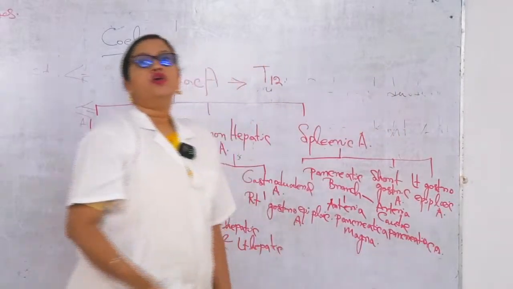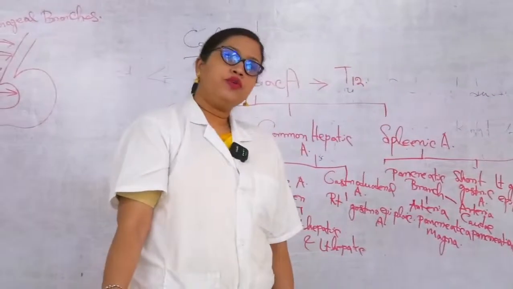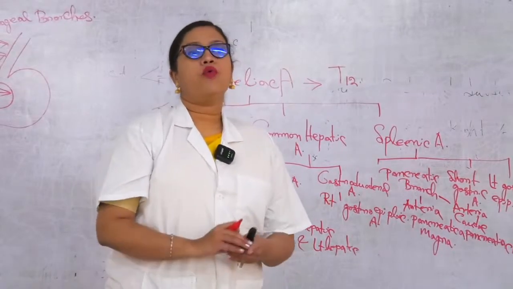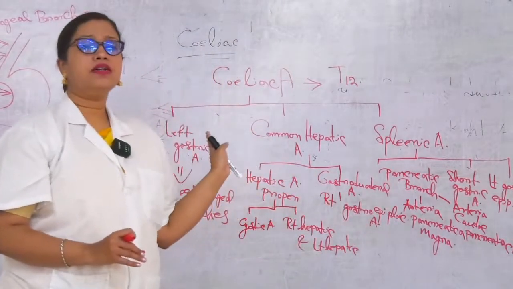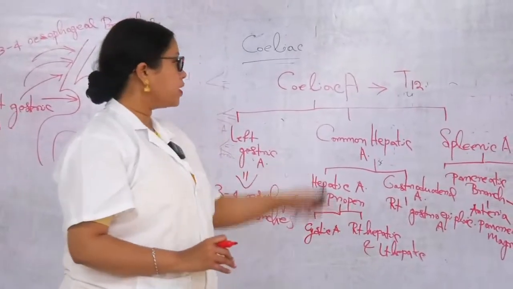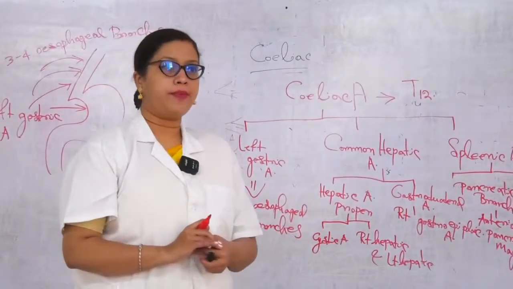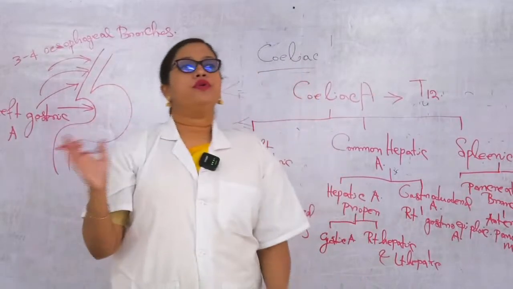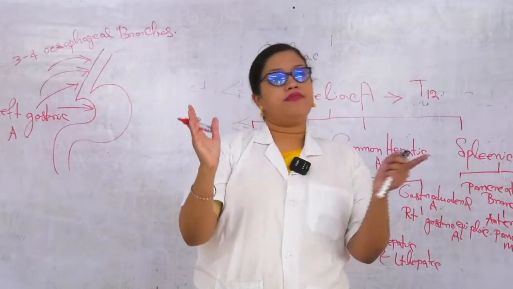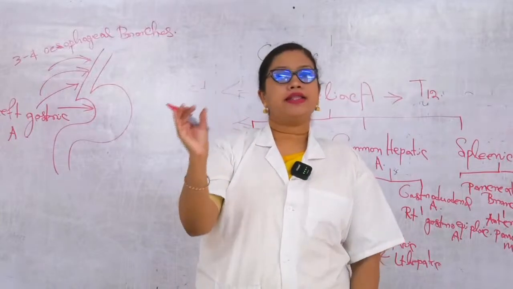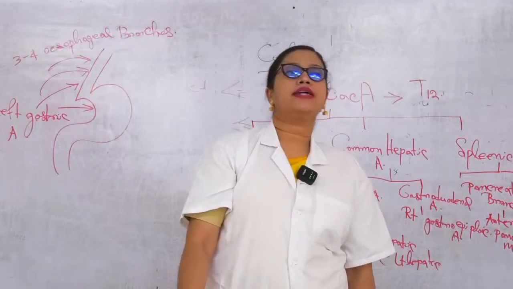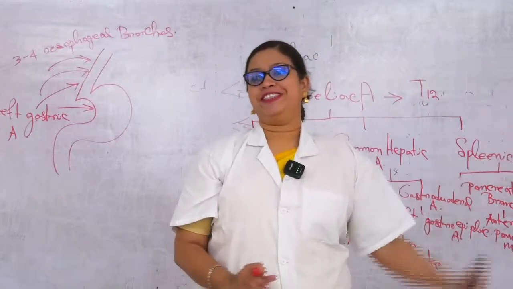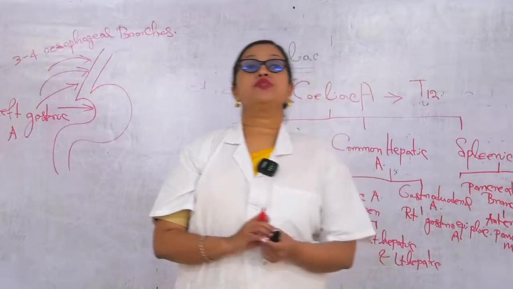Okay. Understood? So these are the branches of the celiac trunk. Now one by one, already I have discussed the left gastric artery. The next one is the common hepatic artery. If you draw the liver, it would be divided into right and left hepatic artery, and another artery which is giving to the gallbladder is known as cystic artery. So what is our major concern is the third one, that is the splenic artery.